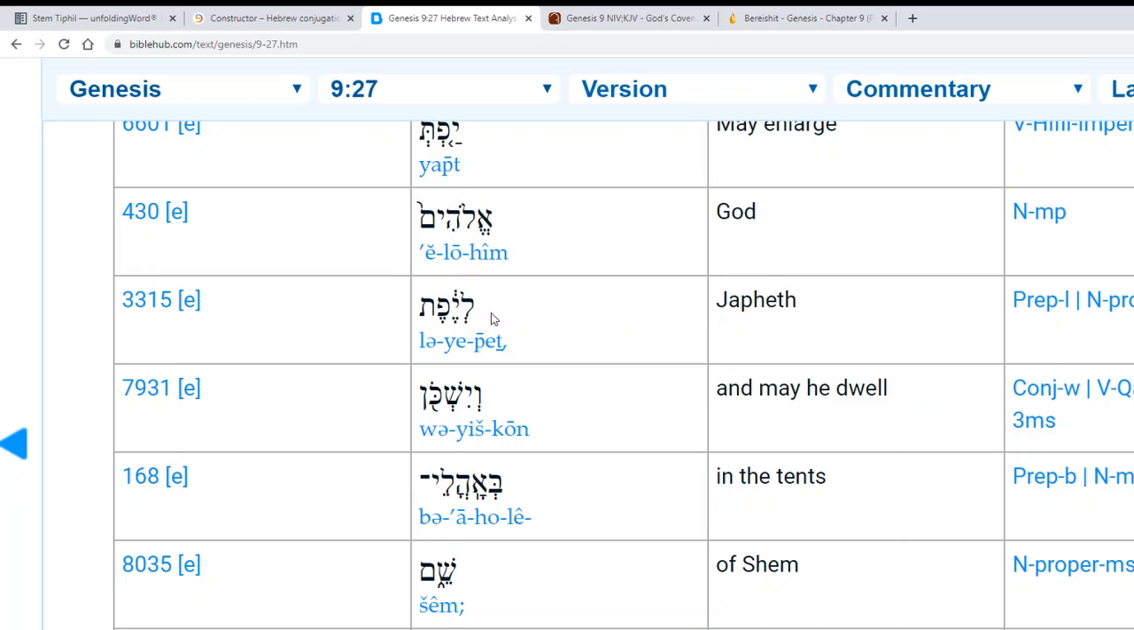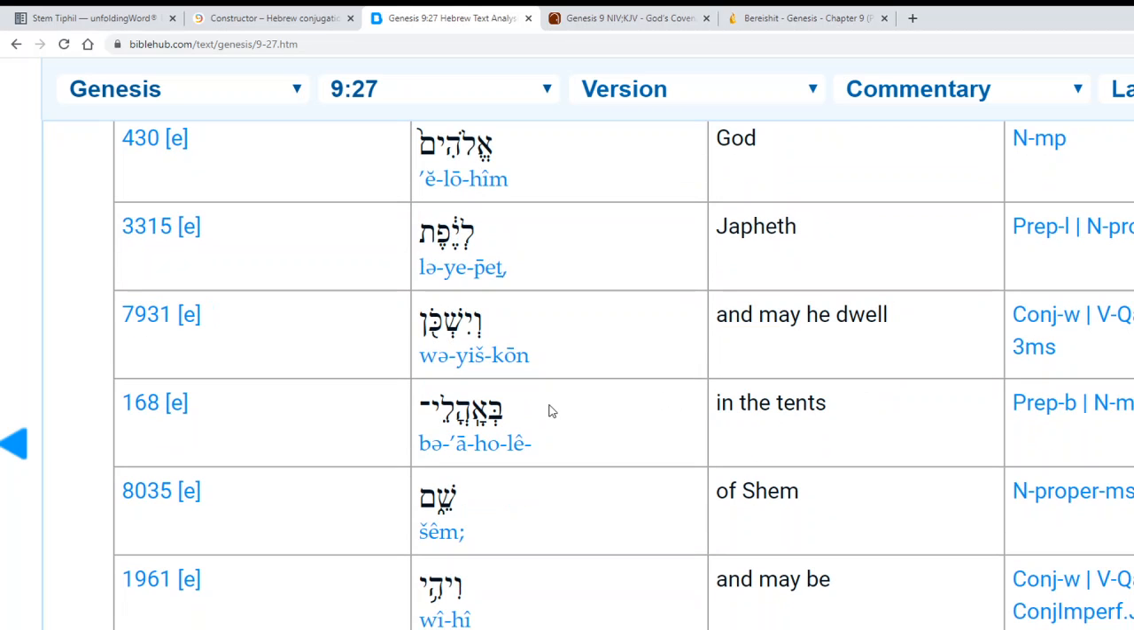Leyefet, to Yefet, so prepositional lamed. Vayishkon, conjunctive vav. The root here is shin chaf nun, to dwell, and it's in the imperfect but gets flipped. Well, maybe flipped, maybe not. Vayishkon, and he shall dwell, or he may dwell. Yeah, I'm fine with may dwell.